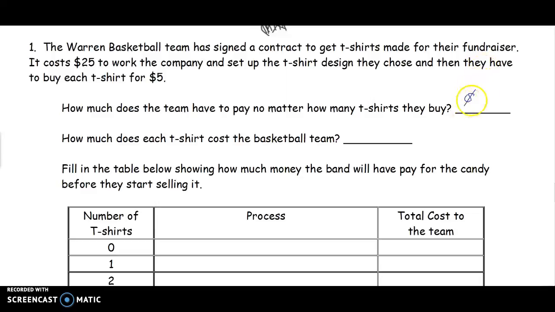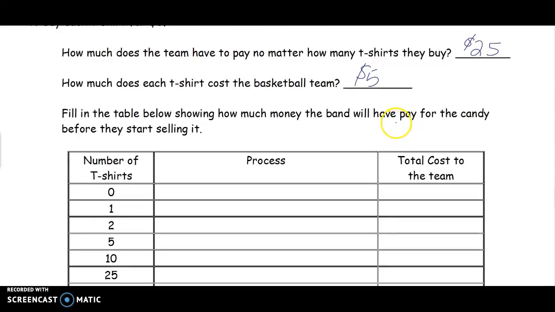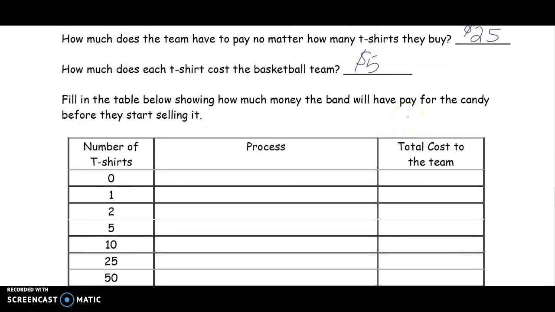If you said $25, you're correct. It's not $25 per shirt. It's $25 to set up the machine to make the shirt. It's $5 for every shirt that they make. Okay? So using these values, we can figure out what would the total cost be to the team.